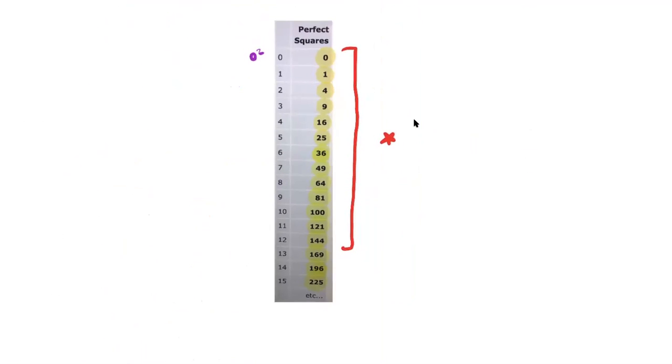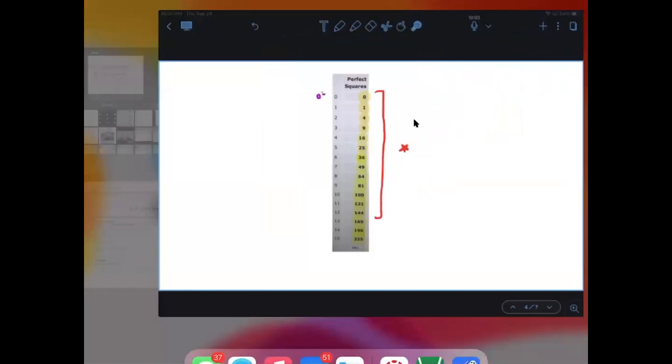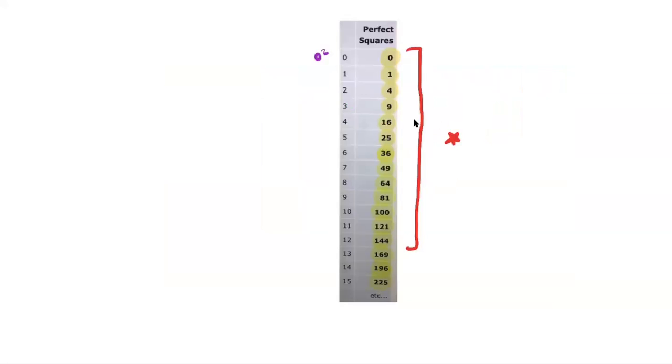Right here we have 0. What this is saying is 0 squared. What is that equal to? That's equal to 0. What is 1 squared equal to? That's equal to 1. What is 2 squared equal to? That's equal to 4. What is 3 squared equal to? That's equal to 9. Oh, sorry about that. 3 squared is equal to 9. 4 squared is equal to 16. 5 squared is equal to 25. 6 squared is equal to 36.